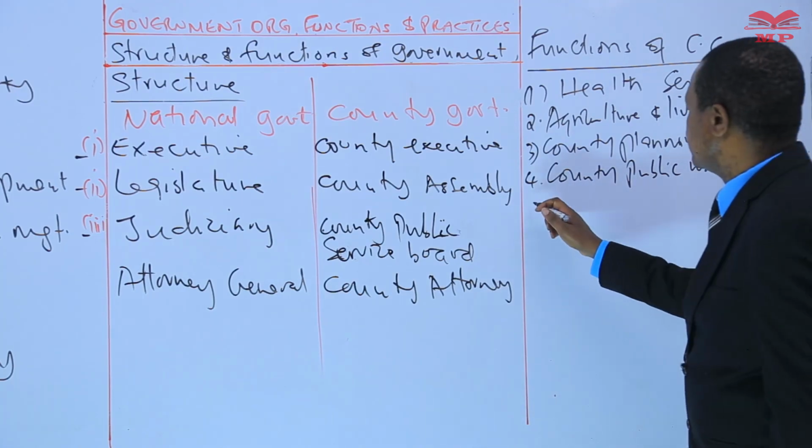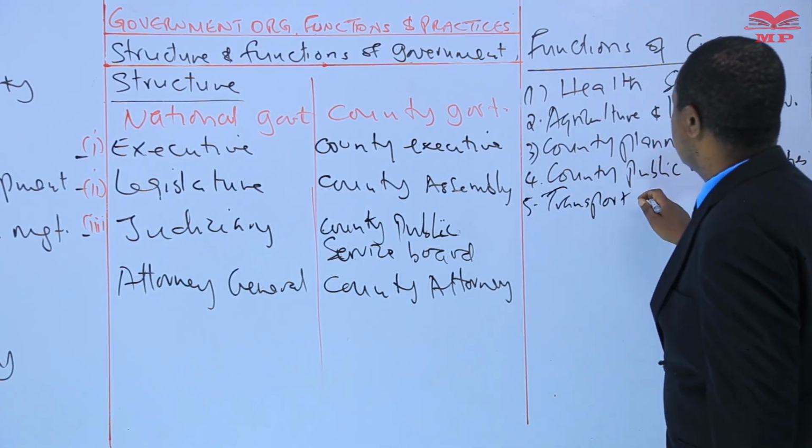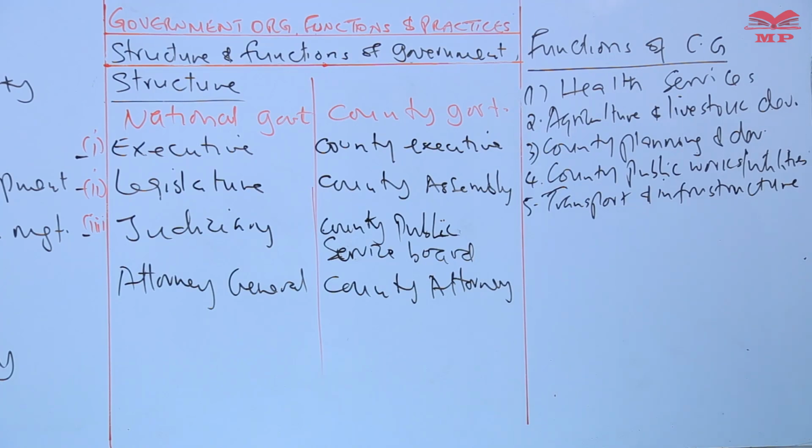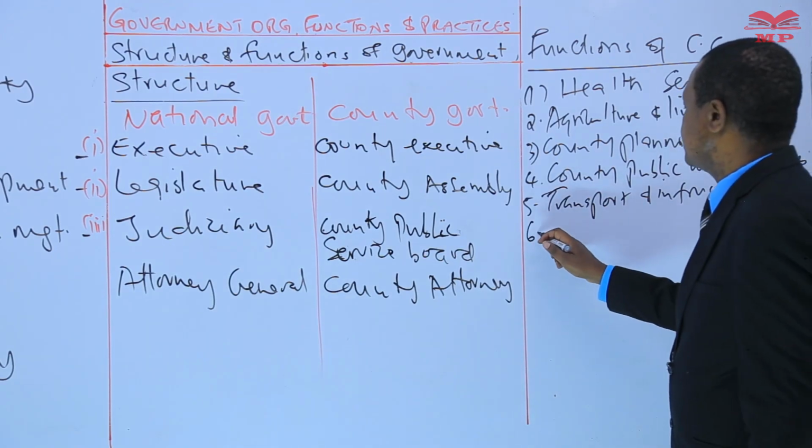Transport and infrastructure, number 5. Transport and infrastructure. The county governments are responsible for the development and maintenance of county roads, bridges, and other transport infrastructure. That is the role of the county government. We may also have another role in relation to trade and commerce.